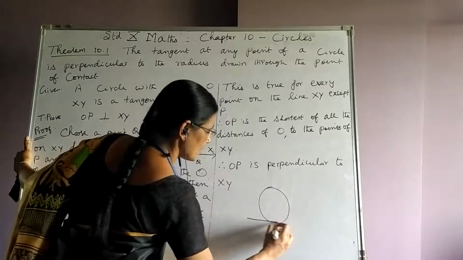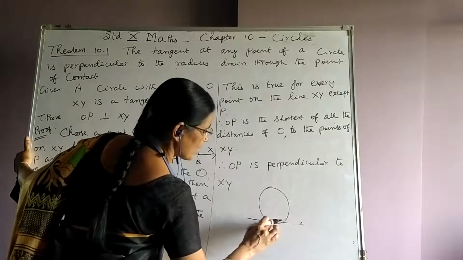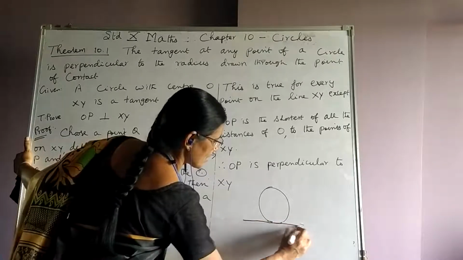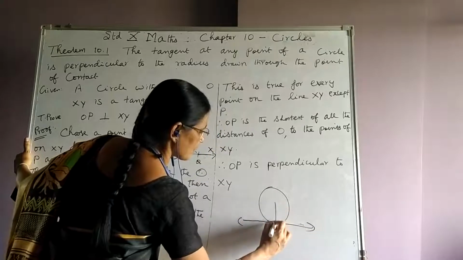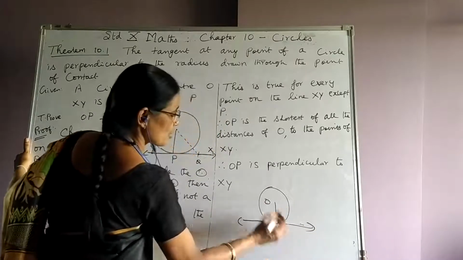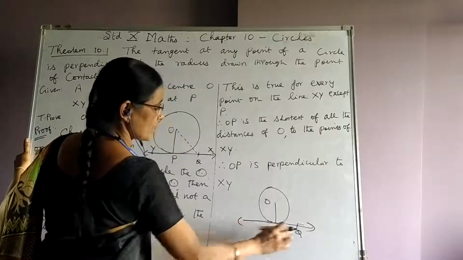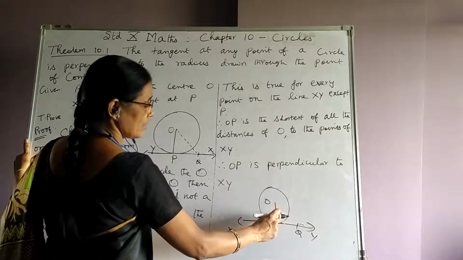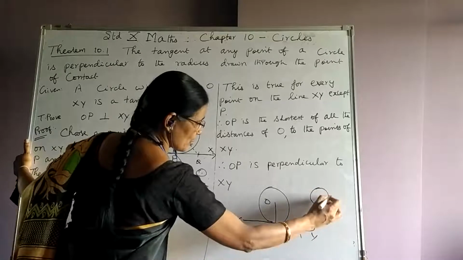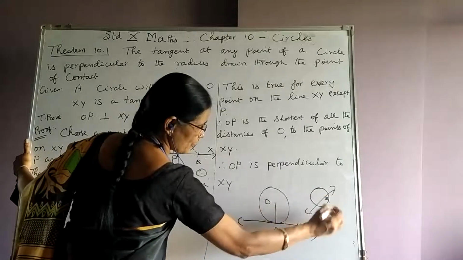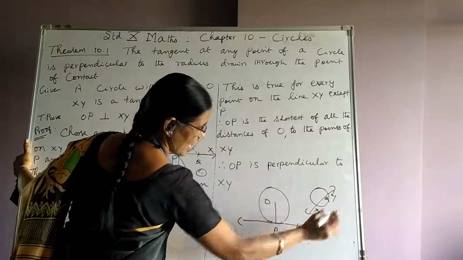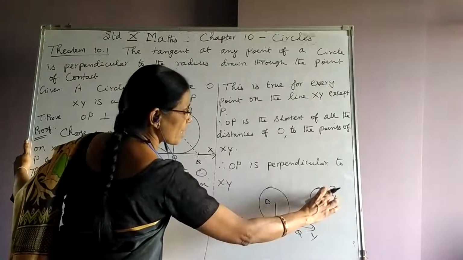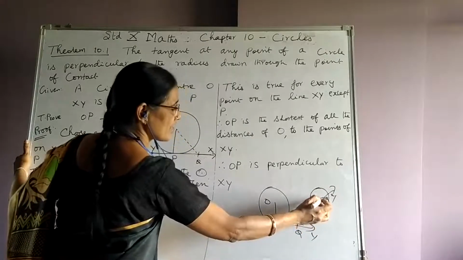So this is the circle. We have taken a line XY which is a tangent of the circle. So we have chosen a point Q on the line XY. Q cannot lie in the interior. Suppose Q lies in the interior of the circle and XY is a line like this, XY will intersect the circle at 2 points if Q lies in the interior.